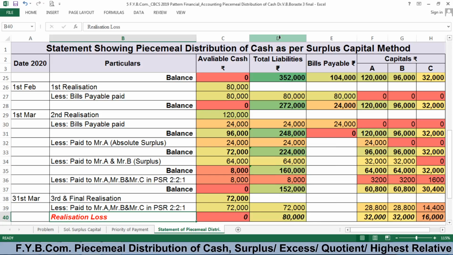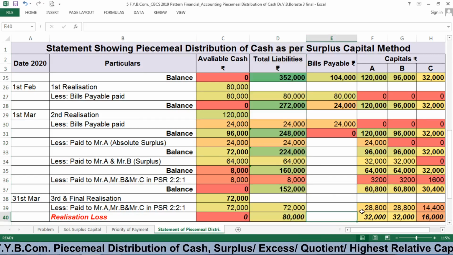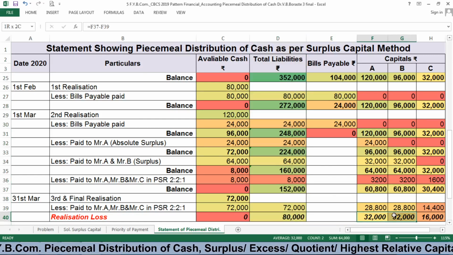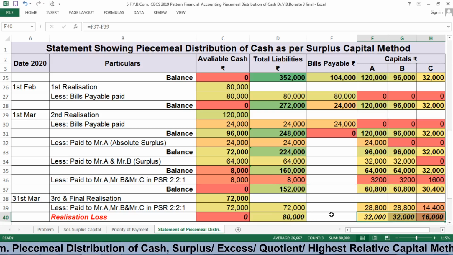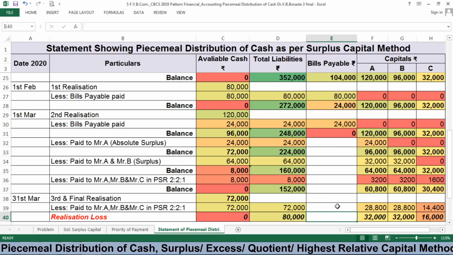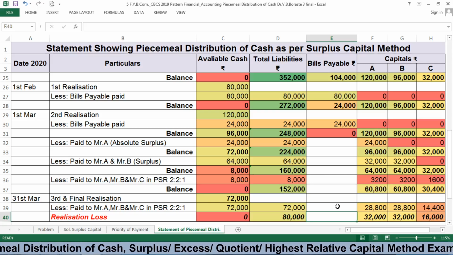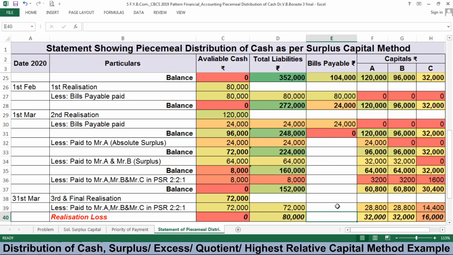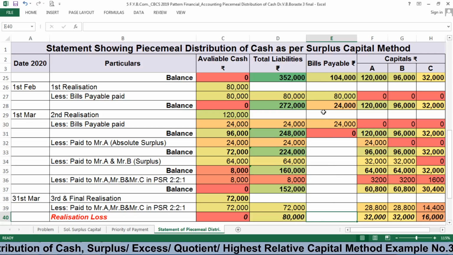In an earlier stage, I explained that the total liability column is important. Why is it important? You can cross-check here: A's capital, B's capital, and C's capital, which is unpaid. The total of these three columns comes to 80,000. That means our solution is up to the mark and correct. In this way, you can solve the problem of statement showing piecemeal distribution of cash by using the surplus capital method. With this I would like to say thank you, and in the next lecture I will discuss problems with more liability in the liability column. Okay, thank you very much.